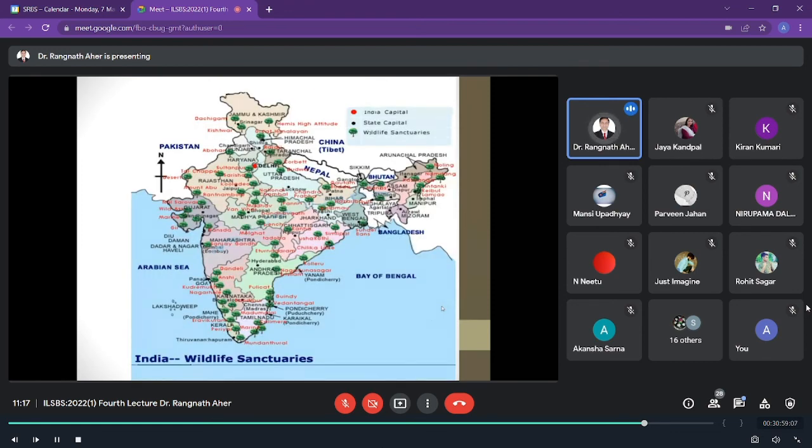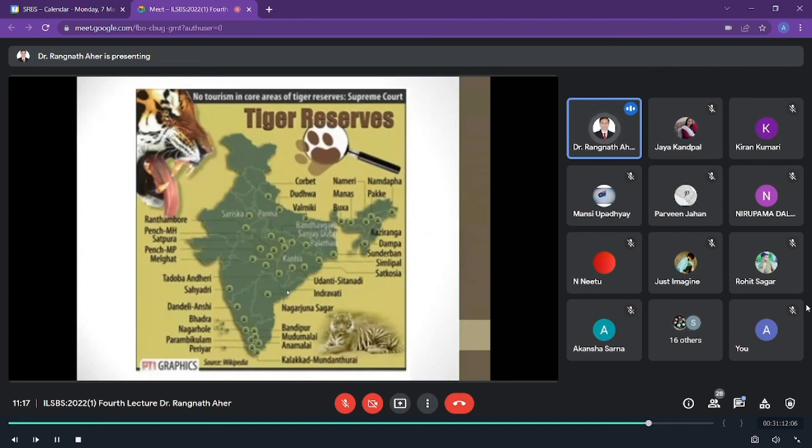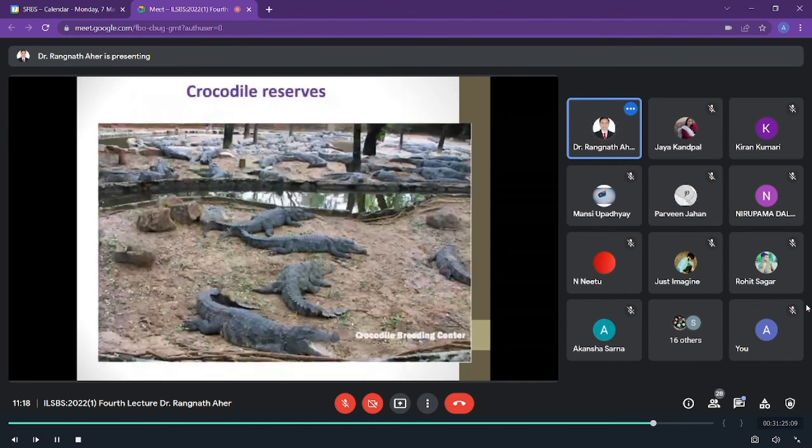There are a number of wildlife sanctuaries throughout India. This is the status of Indian wildlife sanctuaries. The next one is tiger reserves. In India, there are a number of tiger reserves, and no tourism is allowed according to the Supreme Court decision. There are also crocodile reserves. This is good for biodiversity conservation because people's activities day by day are harmful to biodiversity, and therefore the various types of reserves are very important.